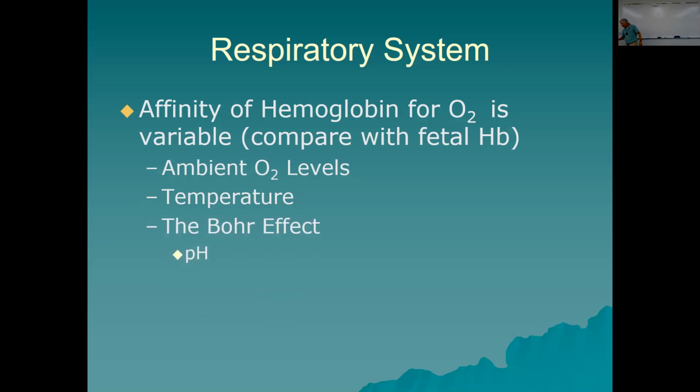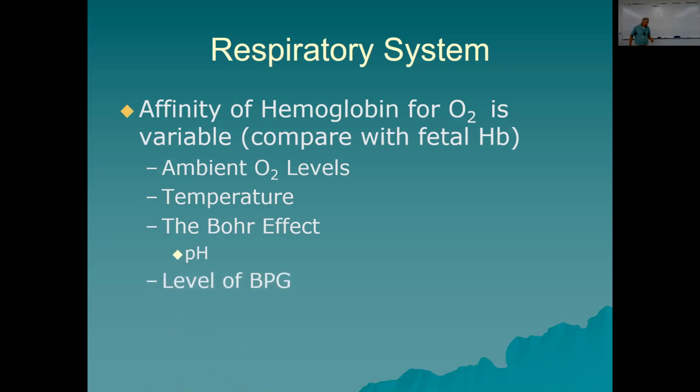What else? The Bohr effect, pH. The lower the pH, the lower the affinity of oxygen for hemoglobin. Does this make sense? Well, yeah. When you have tissue that's metabolizing very rapidly, it makes lots of acids as metabolic byproducts. And the more acid there is, the lower the bond affinity between oxygen and hemoglobin, and the more oxygen comes off. That's called the Bohr effect.